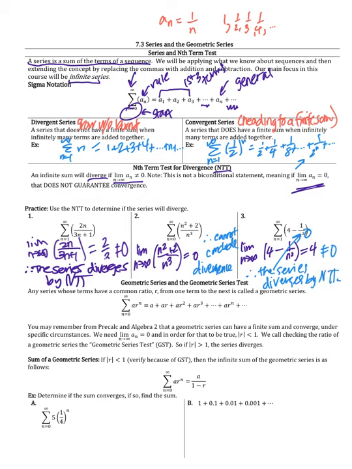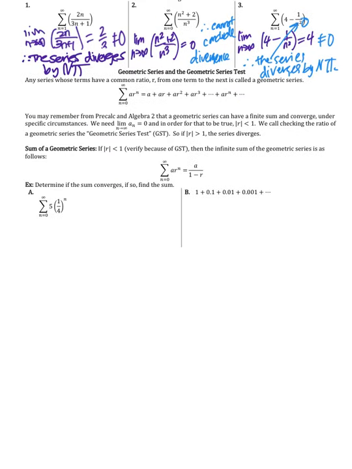So again, to wrap up the nth term test, in order to do this, we take the limit as n approaches infinity of the series. If that is not equal to 0, then we can say it diverges by NTT. If that limit is equal to 0, we have to use another test. So let's go ahead and talk about another test. Let's talk about the geometric series test.